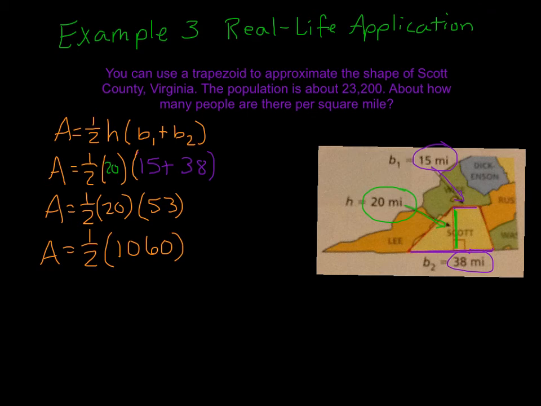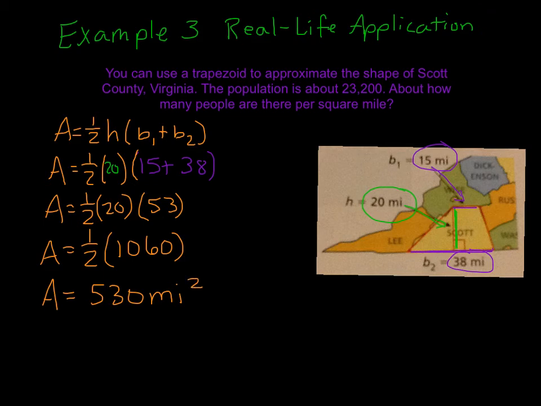Again, there are two ways you could do it. You could do 1/2 times the 1060, or you could do 1060 divided by 2. Either way, you're basically splitting that in half. So 1060 divided by 2, or times 1/2, should give you 530 miles squared.